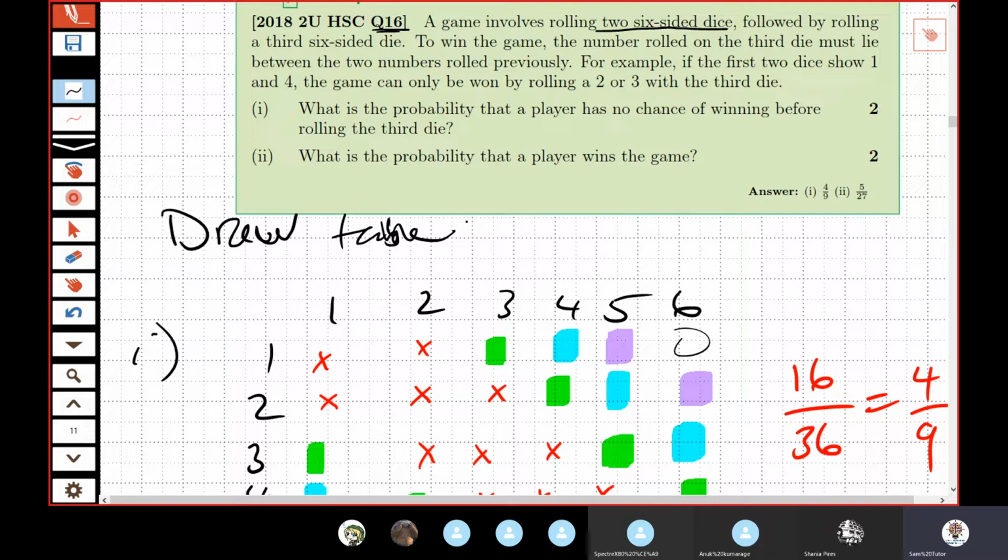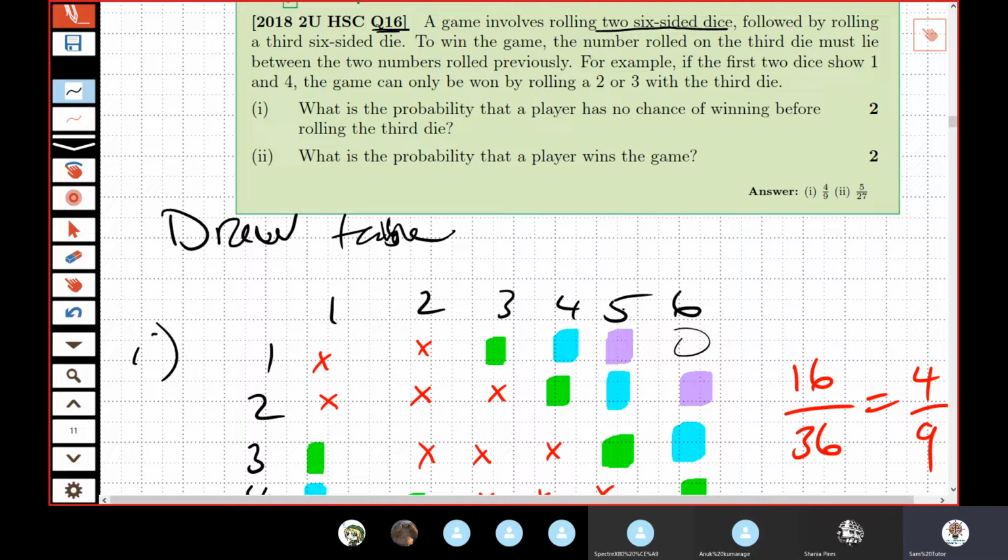Anouk, give me an example of one. If you roll 1 and 4 with the first two dice, and then you roll a 3 with the third one, or a 2 with the third one. Yeah. What's another example other than 1 and 4? 1 and 6. Yeah, 1 and 6, and then now all of a sudden you've got 2, 3, 4, and 5. So you've got even a higher chance of winning.